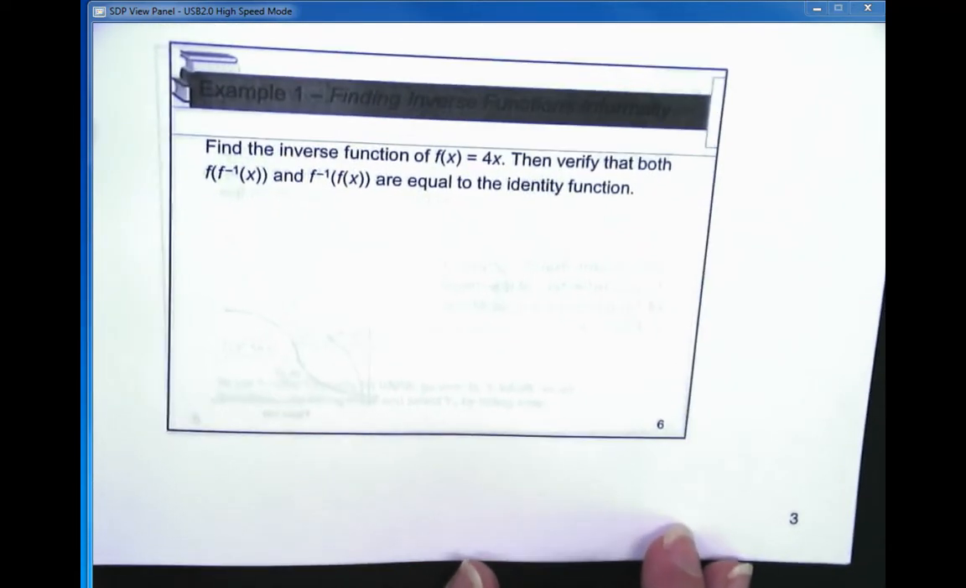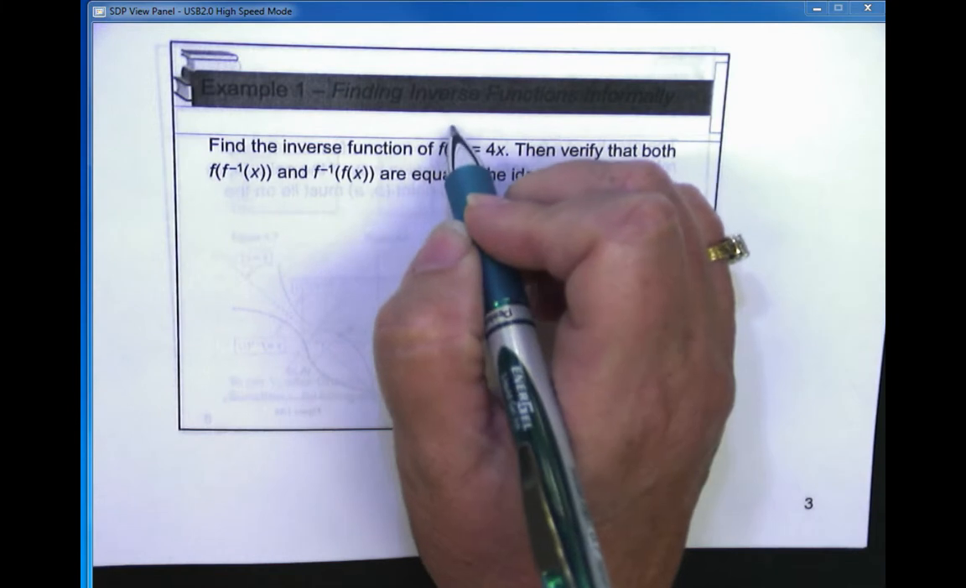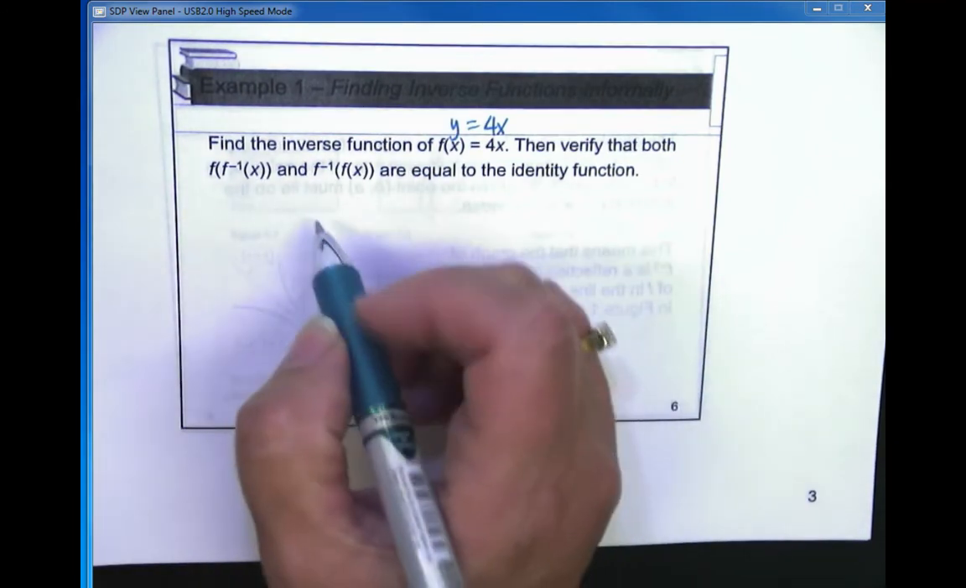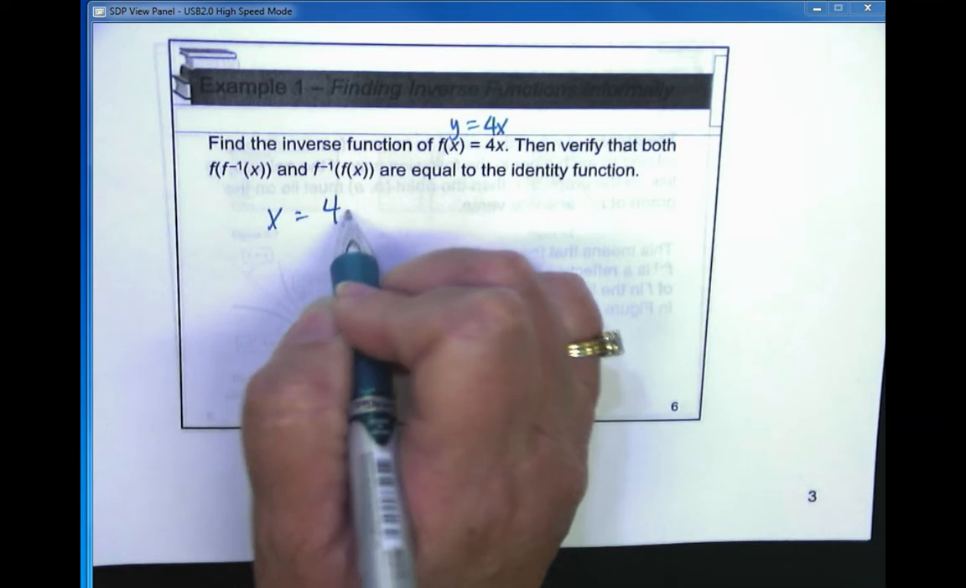So we're finally down to the first example. Find the inverse. So what have you heard me say so far? To find the inverse, you do what? Right. So first I'm going to make this just y equals 4x, so it's a little bit easier to deal with instead of having function notation. So when I do that, I'm going to switch them. I'm going to say, okay, well, we got x equals 4y.